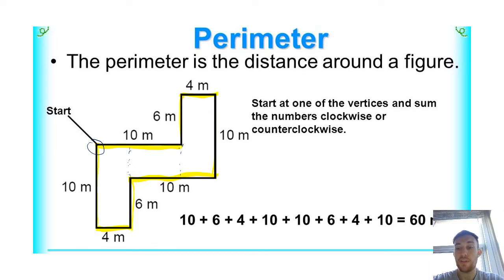So I've got a measurement for each side of the rectilinear or compound shape. And then to work out the perimeter, I would just add them all together. And as it says on the screen, we add all the numbers together, and it's 60 meters. So the perimeter of this rectilinear shape is 60 meters.